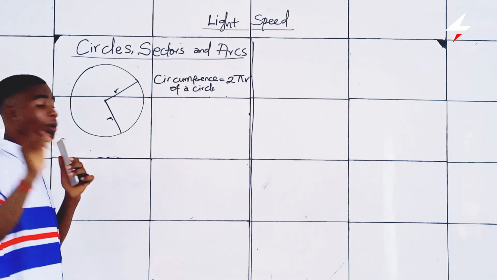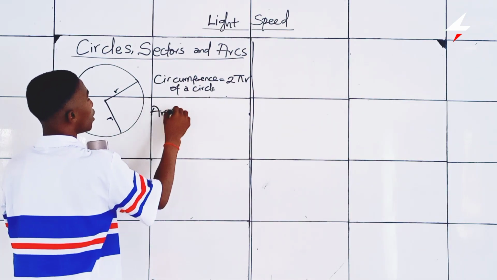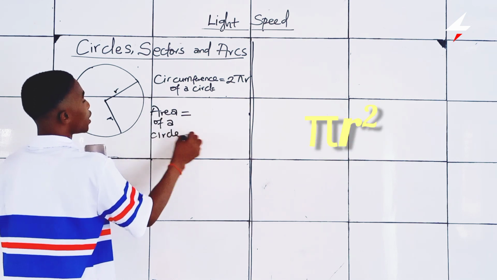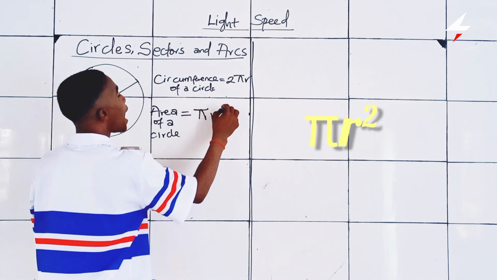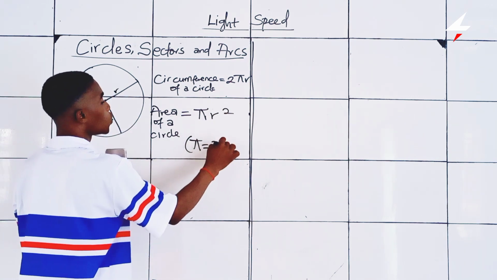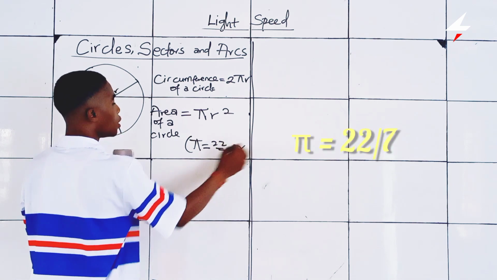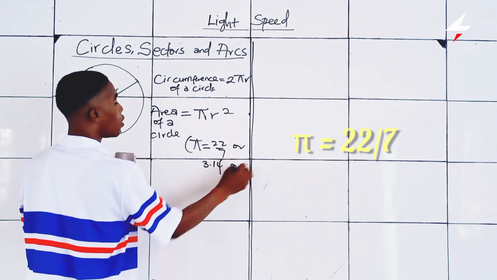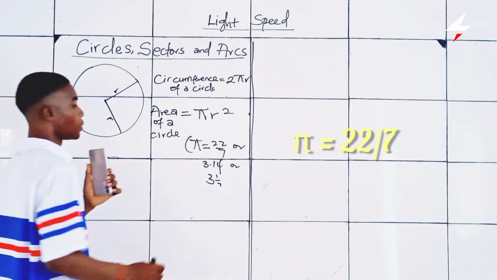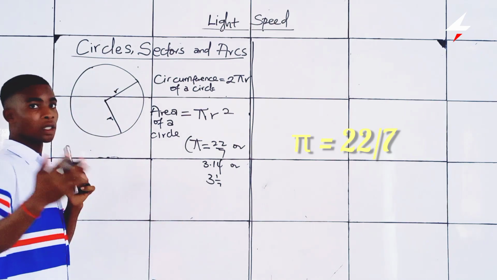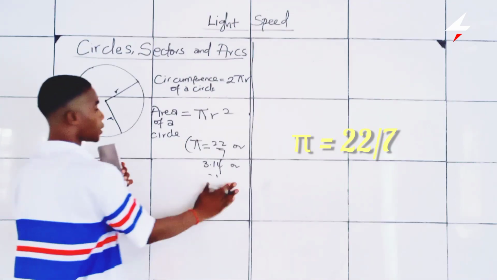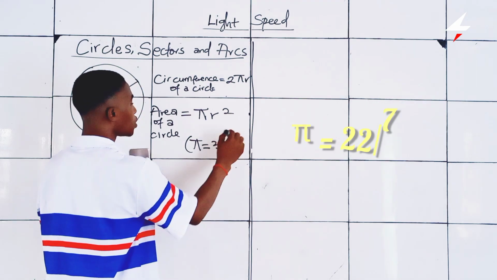So now what if we're calculating the area of a circle? The area of the circle is equal to pi r squared. You see that? We can take pi to be 22 over 7, or 3.14, or 3 whole number 1 over 7. Different persons have different ways they use that. So we're going to be using 22 over 7, all right? It's more accurate.